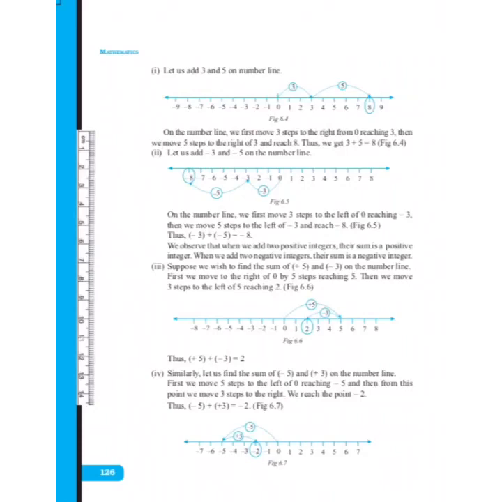We will move right from minus 5. We will add plus 3 to minus 5 and we will reach minus 2. So now the sum of minus 5 and plus 3 is minus 2.